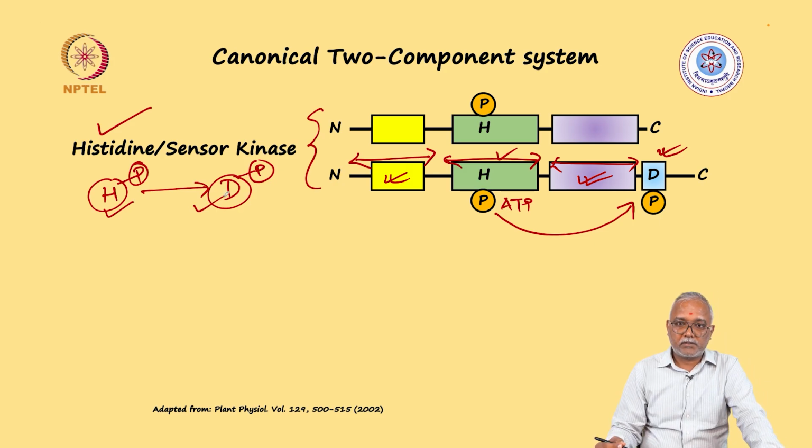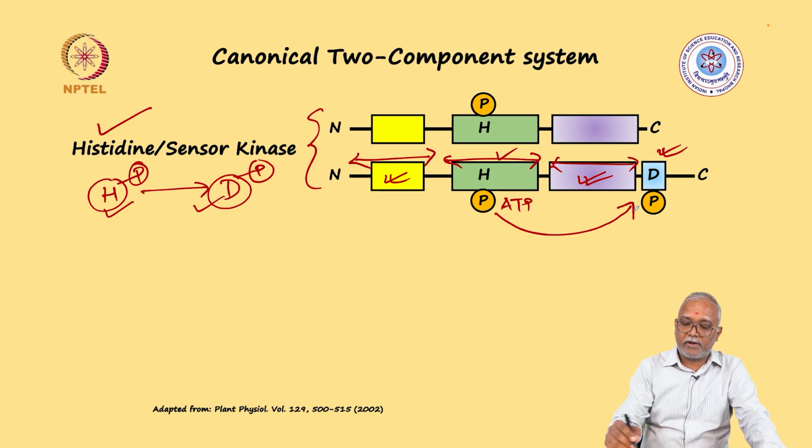So in simplest words, you can say that in such a scenario, the movement in the forward direction will be happening from histidine to aspartate residue. If there is no suitable next molecule available, it will be reversed back. So it will be kind of terminating the signal.